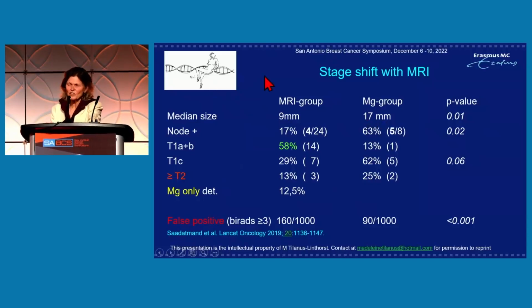There was a large stage shift. In the MRI, median size was 9 mm versus 17 with mammography, significant. Lower node positivity, 60% nearly was smaller than 1 centimeter. We have seen the importance of that. And there were fewer large cancers detected in the MRI group. Only by mammography was 12.5% of the cancers. However, false positive rate was, as we know, larger with MRI than with mammography. But a quarter of the false positive results were caused by mammography.